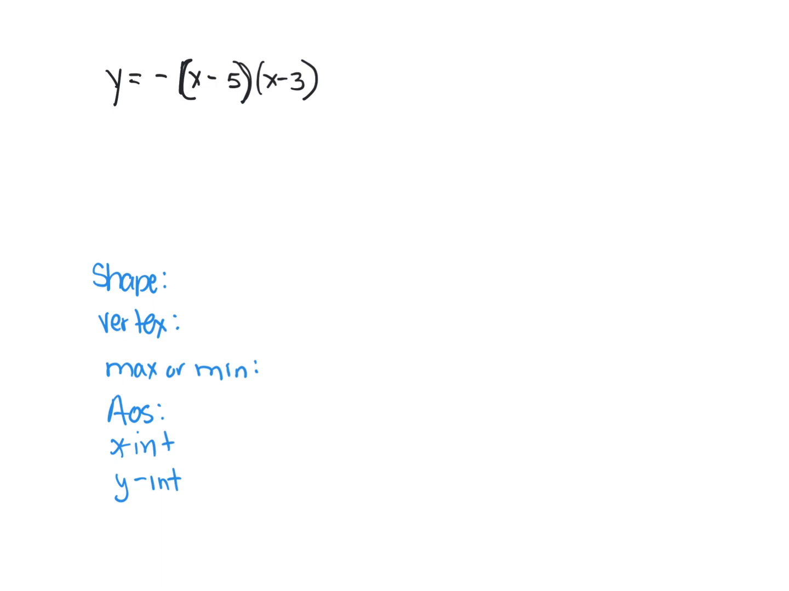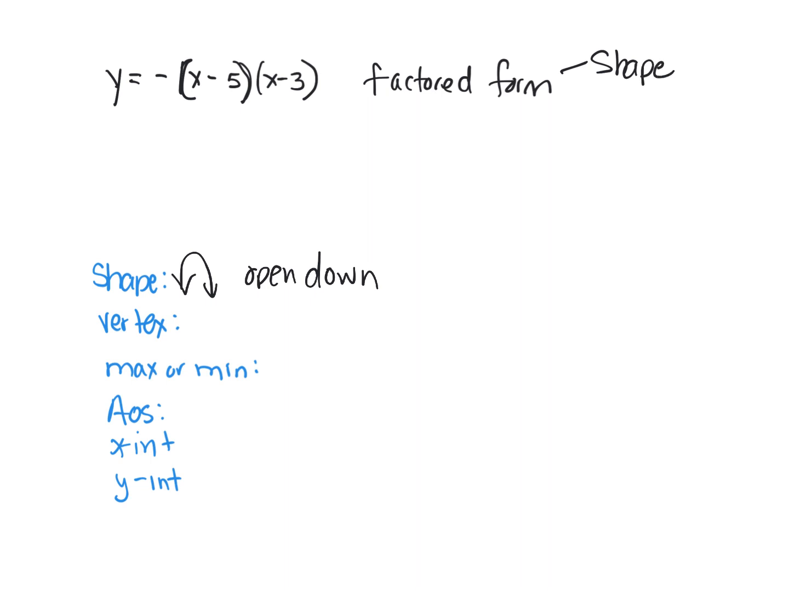All right, so looking at this equation, and this equation is given to us in factored form. First thing I notice is that I have a negative right here, and that definitely gives me the shape and tells me that this is open down. So we know that factored form as well as standard form gives us the shape. Now the next thing that I can do is, by that shape, I don't know where the vertex is, but I know that it's going to be here, and therefore I know that this is going to be a maximum value.